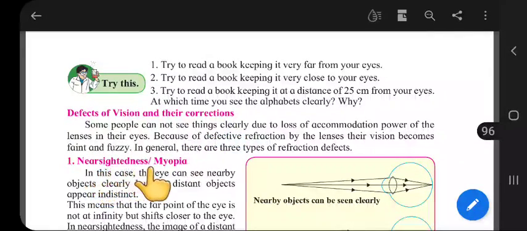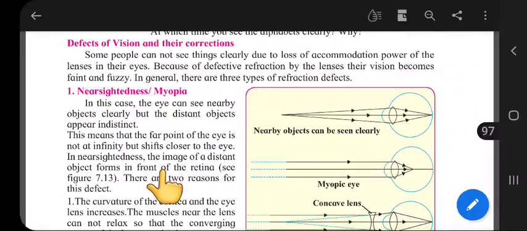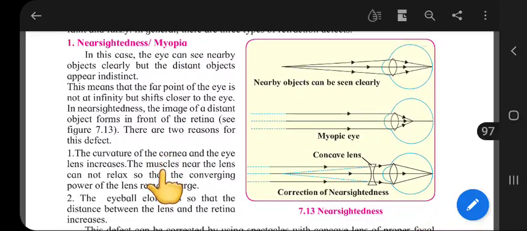First defect, that is nearsightedness or myopia. This defect we can define as: the human eye can see nearby objects clearly but cannot see distant objects clearly. This defect is called nearsightedness or myopia.